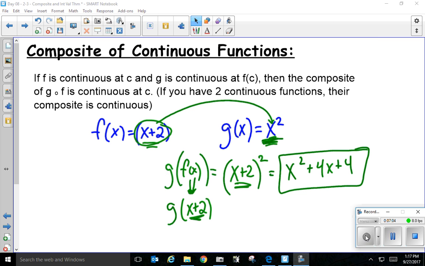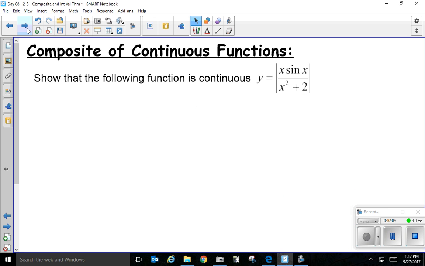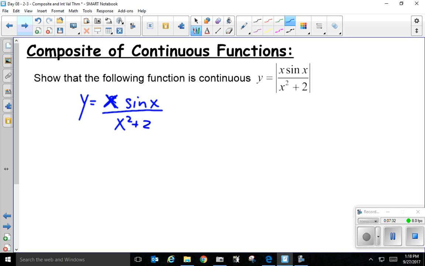Now, show that the following function is a continuous function. All right? Are you ready? I'm going to walk through this one. Now, I have this right here. y equals the absolute value of x sine of x all over x squared plus 2.